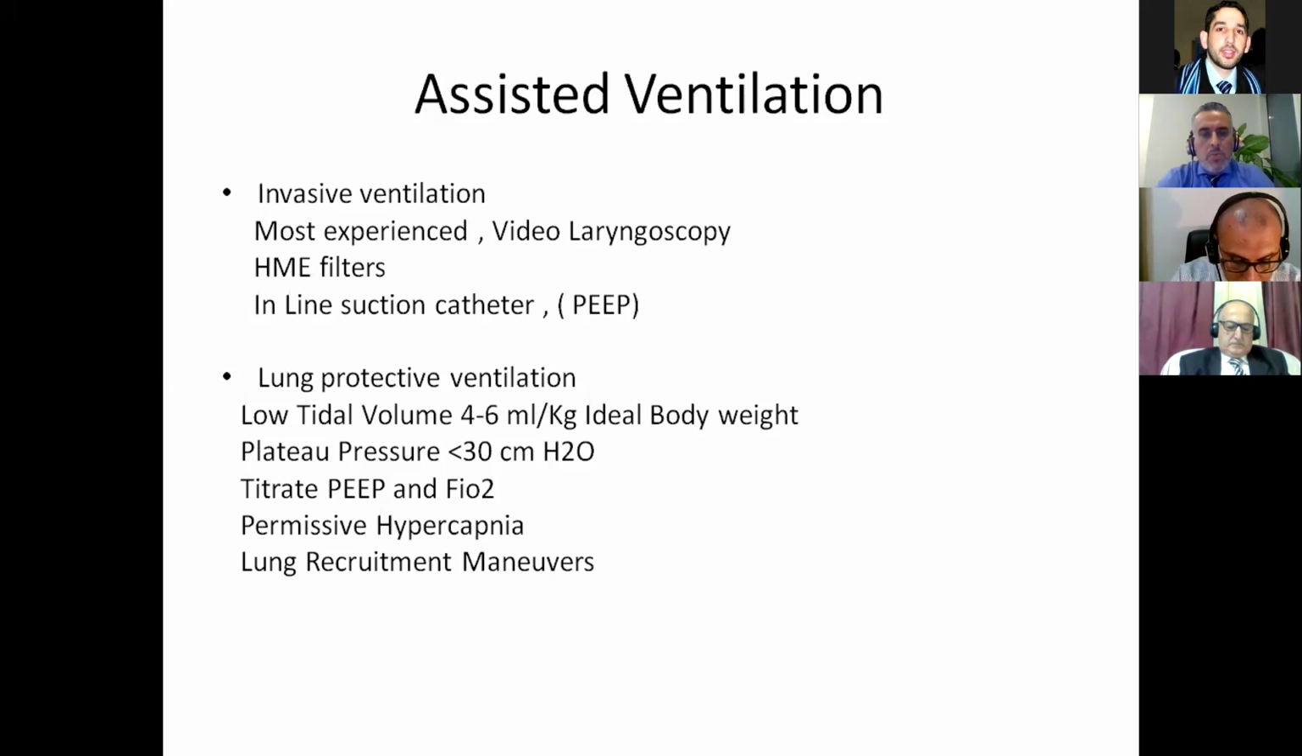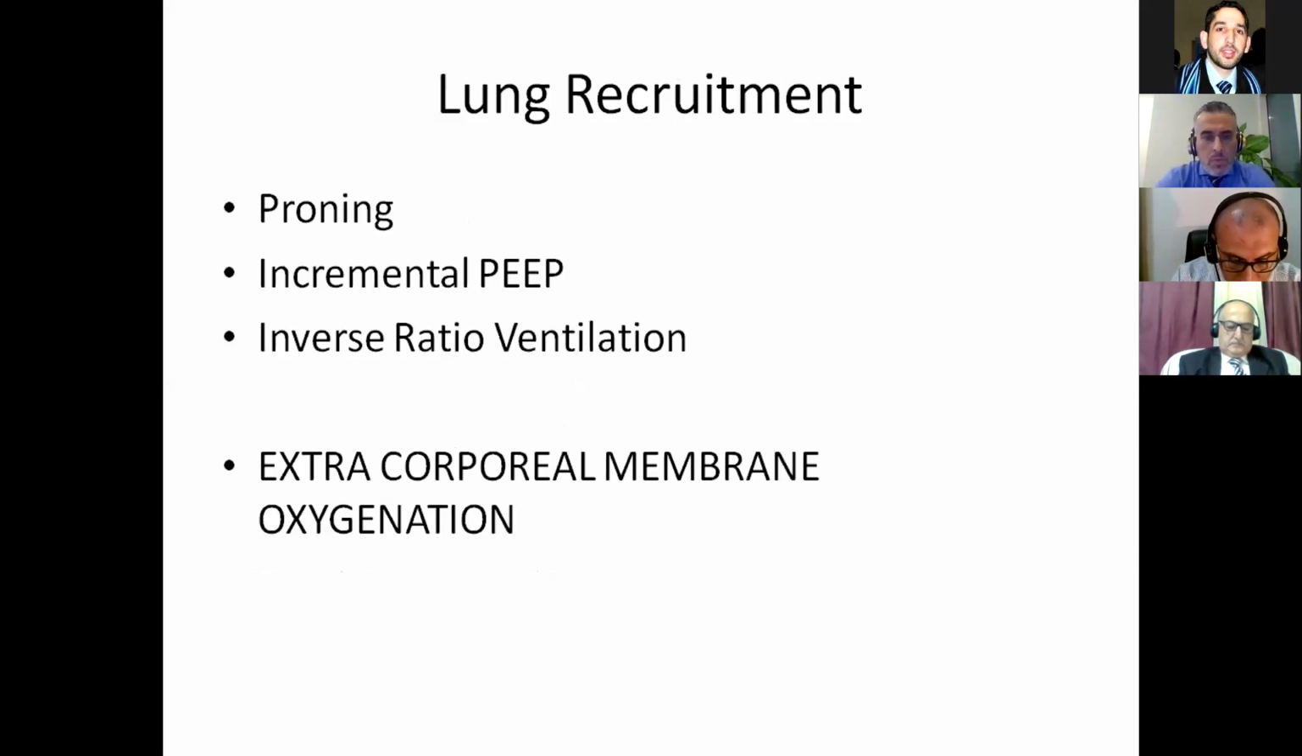Then with all these things, if the patient's oxygenation is not improving, then you go for the next step. You have to recruit the alveoli. Recruitment of alveoli is done mostly by proning. But proning is not successful in all patients because it is a labor-intensive process.